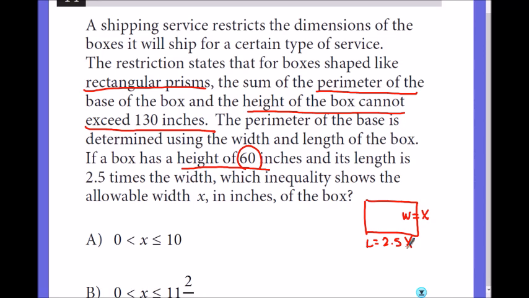Which inequality shows the allowable width of x in inches for the box? Okay, so it says the sum of the perimeter and the height cannot be more than 130. If the height is 60, then 130 minus 60 is the allowance for the perimeter, which is 70. So the perimeter must be less than or equal to 70, because it can't be more than 70.